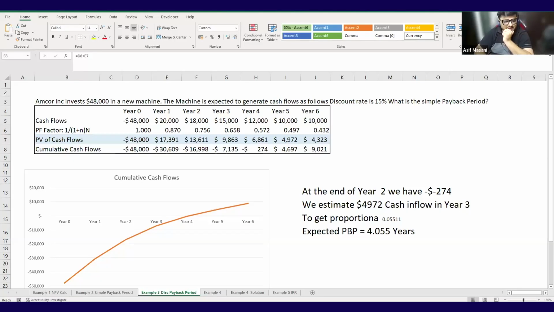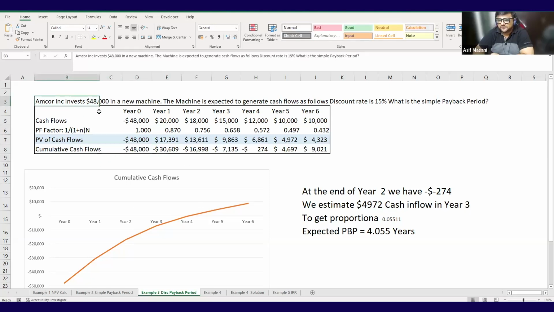Tanya is saying, can you explain how the discounted payback period is calculated? So let me pull that out and I'll show you probably one example. Okay, so I'm sharing my screen and let me know if you see this. Are you seeing the slide or are you seeing the Excel file? You can see the Excel file, Asif. Okay, perfect. So here is an example as requested.